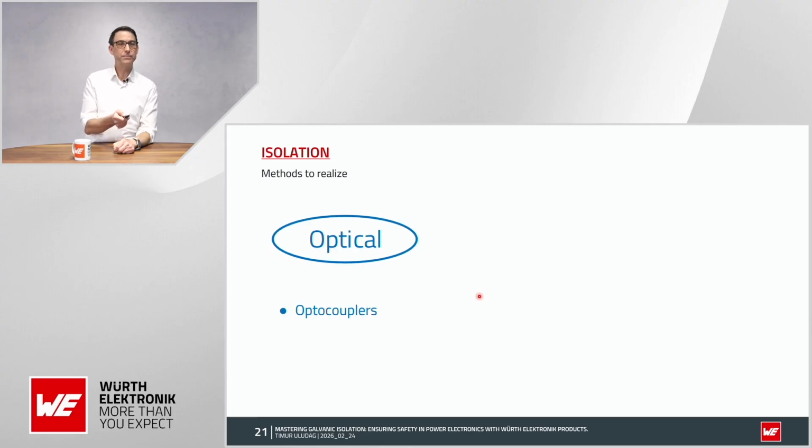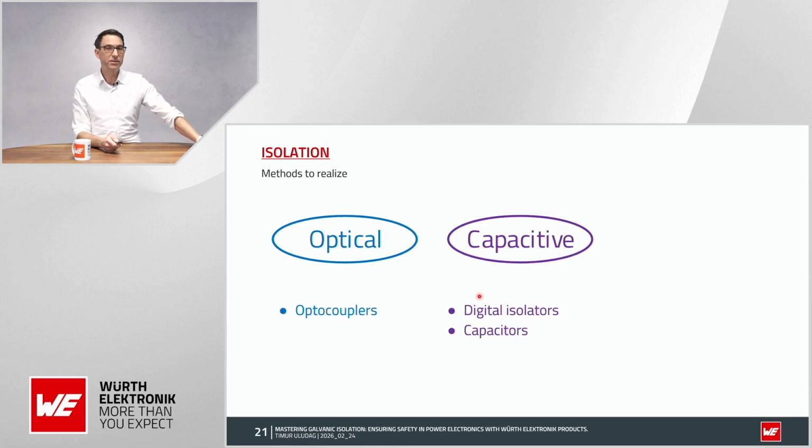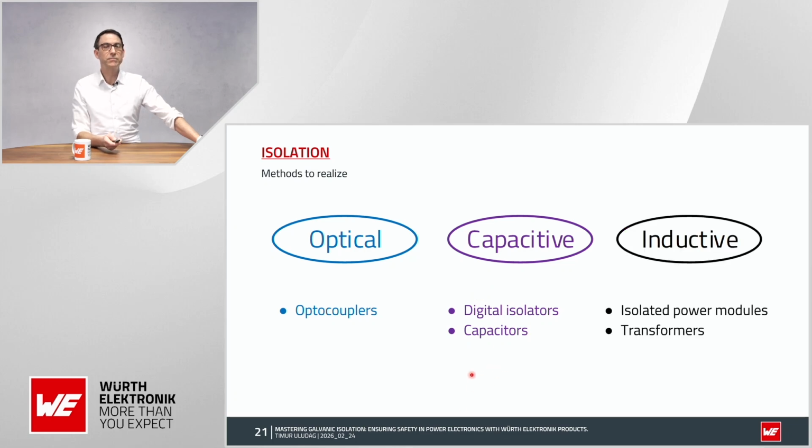including optical, where you have got optocouplers, capacitive, where you have got digital isolators or capacitors, and inductive, means you have got an isolated power module or a transformer.